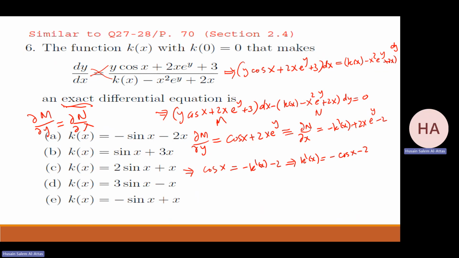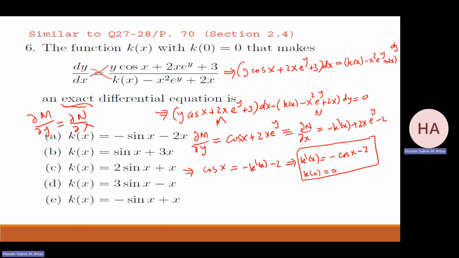Minus k prime. Partial n with partial x minus k prime, plus minus 2xy. Everything is k. So I have this, and I have k at 0 equals 0, which is something I need to solve. Now it's a differential equation again.